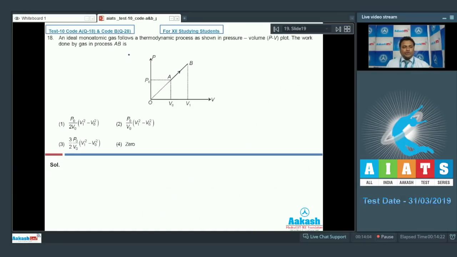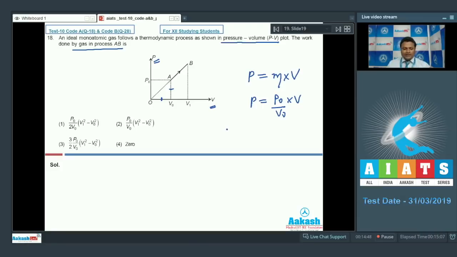So here is the question number 18. An ideal monoatomic gas follows a thermodynamic process as shown in figure. Pressure volume PV plot is given. The work done by the gas in process AB will be what? So here we can say that PV graph is a straight line, and its equation we can simply write P will be equal to slope of this graph multiplied by V, where m is the slope. We can easily calculate the slope. Slope is what? Perpendicular divided by base, that is P naught upon V naught, multiplied by V.